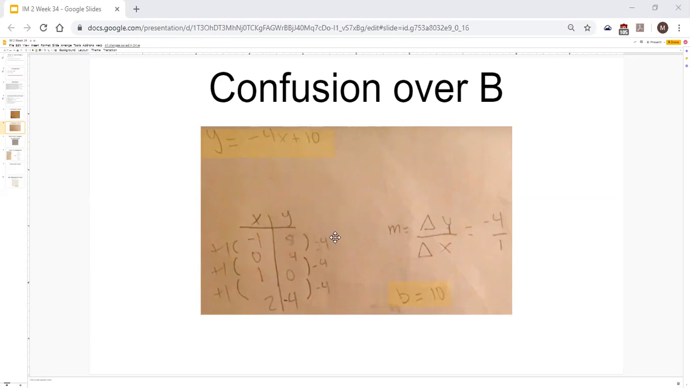So please make sure that when you're doing your equation, your table, and your graph, all of them are related and not mismatching. Because when you mismatch, this shows confusion over your understanding of what slope and y-intercept mean. Okay, we're going to move on to the next one.